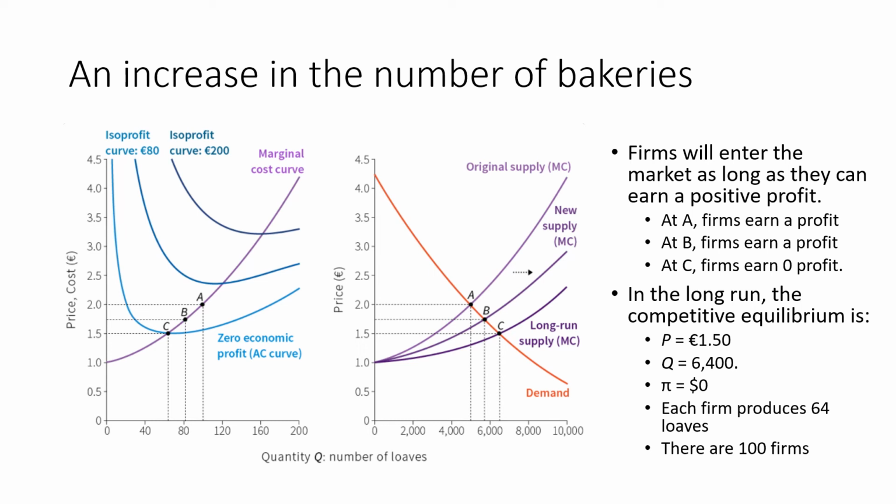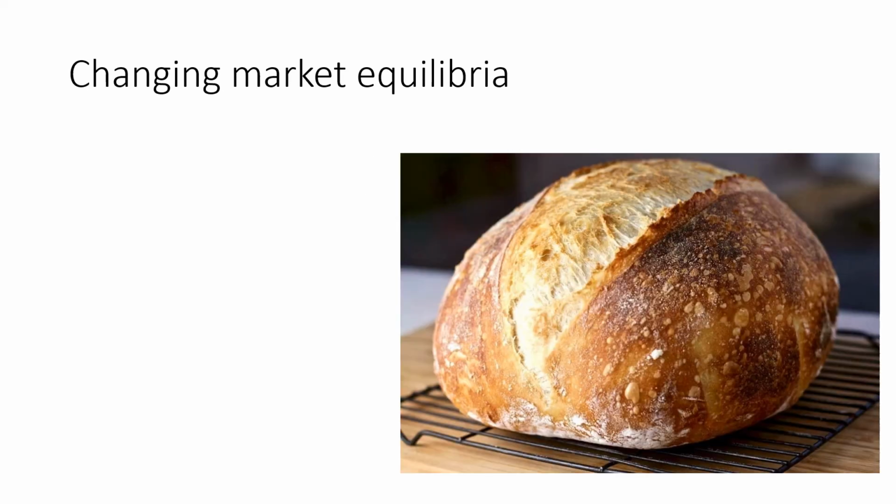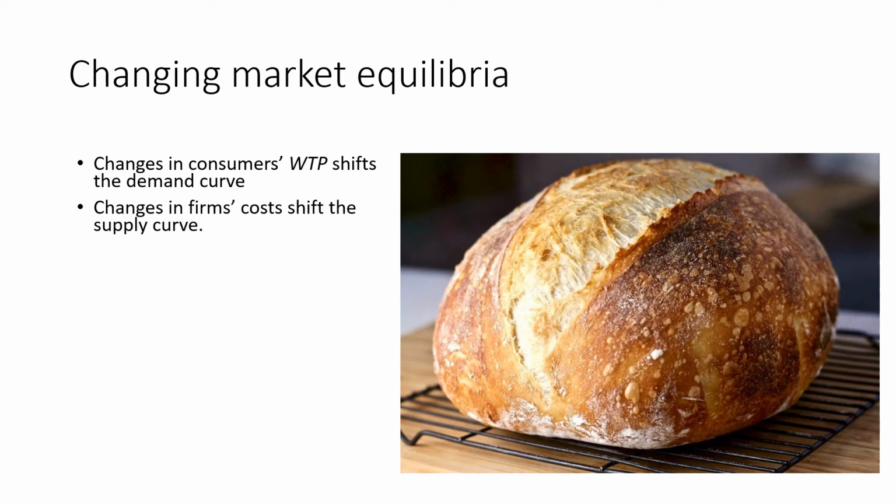There are actually going to be 100 firms in the end instead of just 50. And the way we see that is at point C, there's 6,400 loaves total, and we see each firm here is producing exactly 64 loaves, so there must have been 100 firms. So changes in consumers' willingness to pay are going to shift the demand curve, and changes in firms' costs will shift the supply curve.